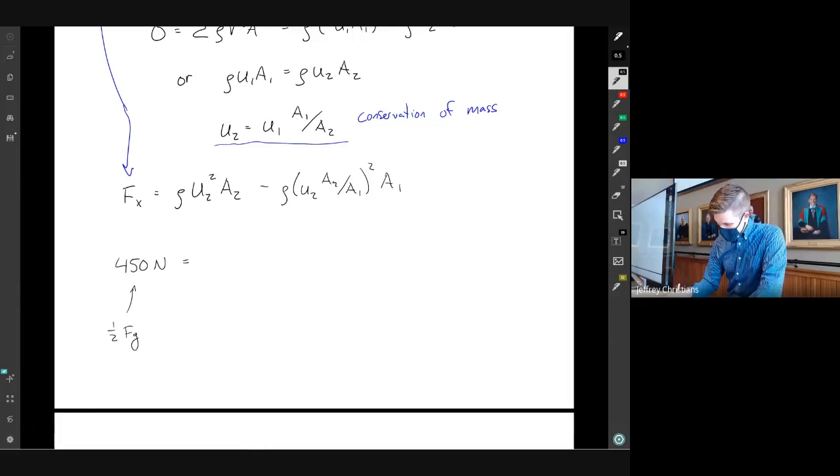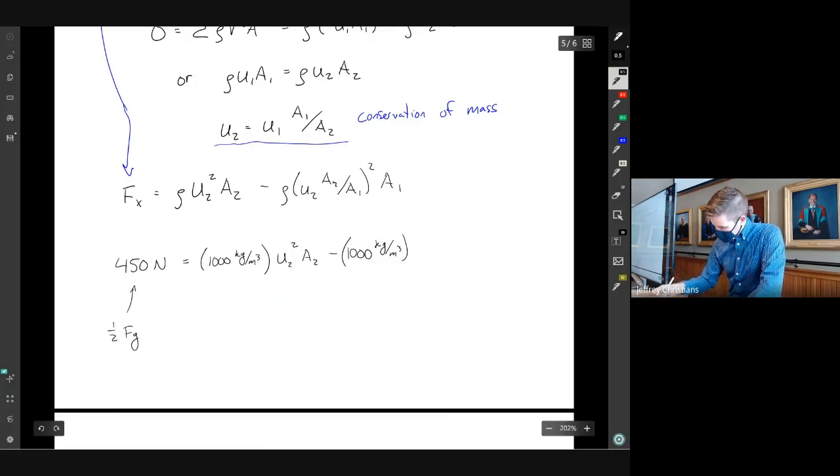So that has to equal now values for these things. So density is 1,000 kilograms per meter cubed. Our velocity, we don't know. That's what we want to find. So that's our exit velocity, U2 squared. We'll leave this as a variable right now, A2, minus 1,000 kilograms U2 squared.